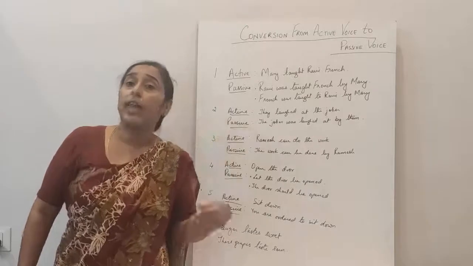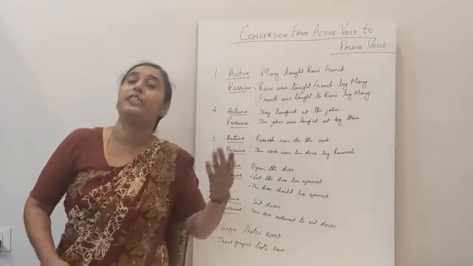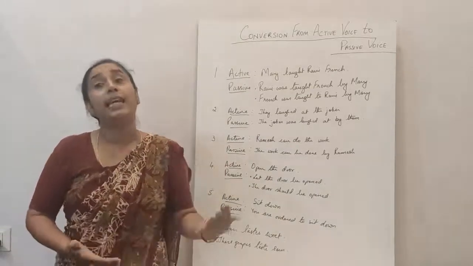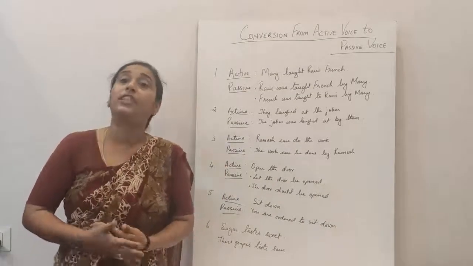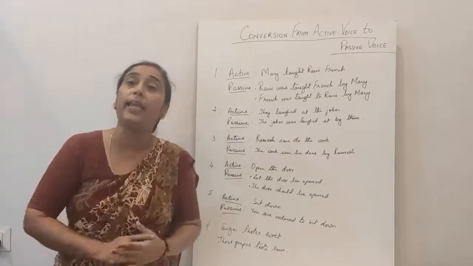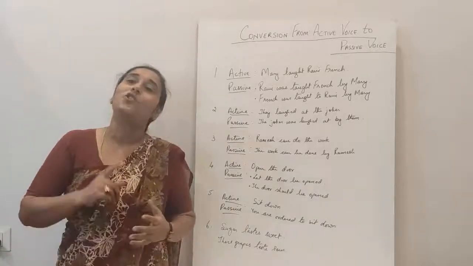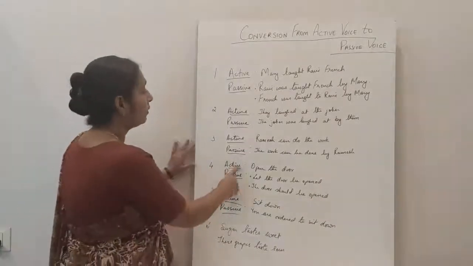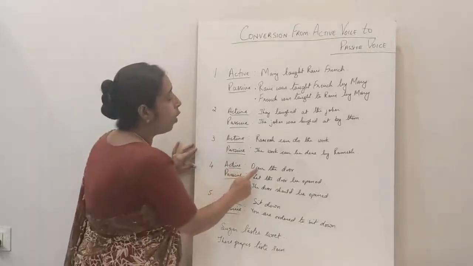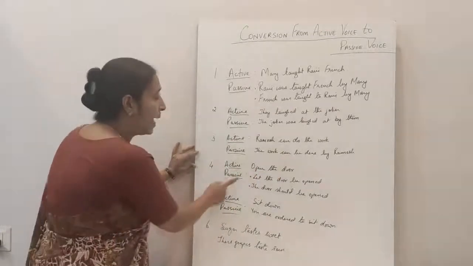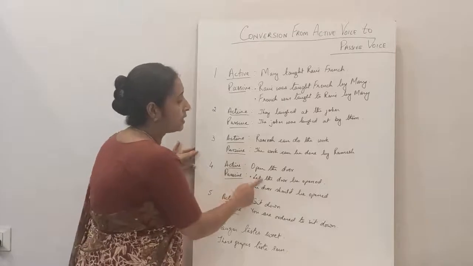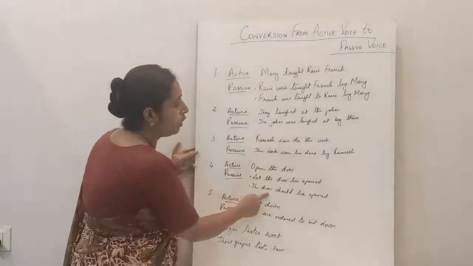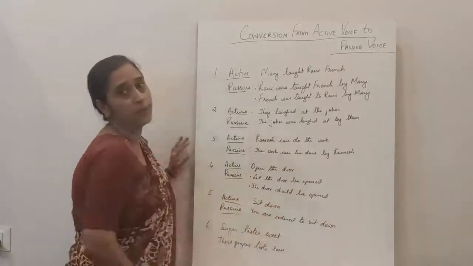Now, to change imperative sentences from active to passive voice, let be is used if the sentence is to remain imperative. Otherwise, should be is used. For example, in active voice we say open the door. In passive voice we say let the door be opened or the door should be opened.